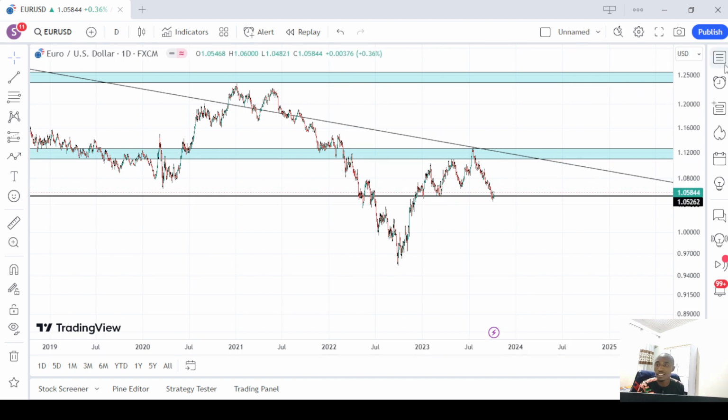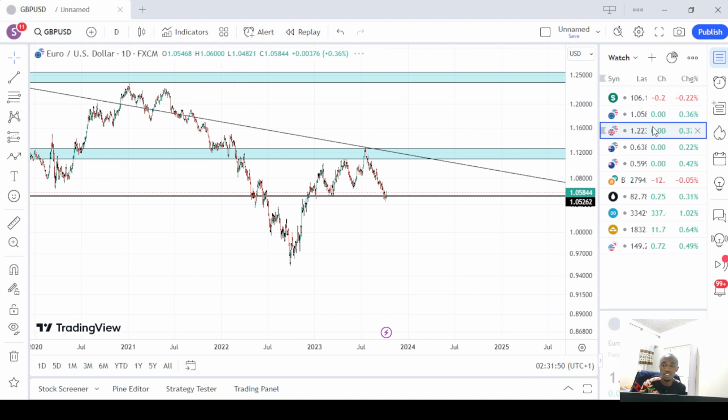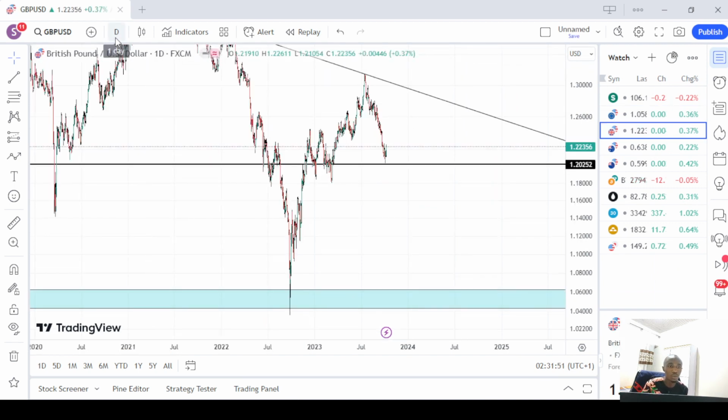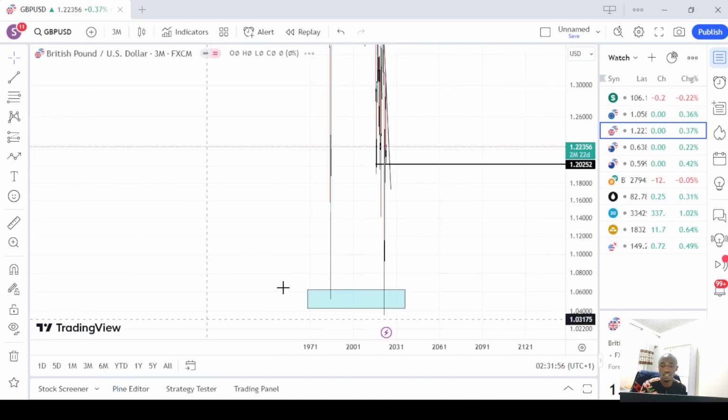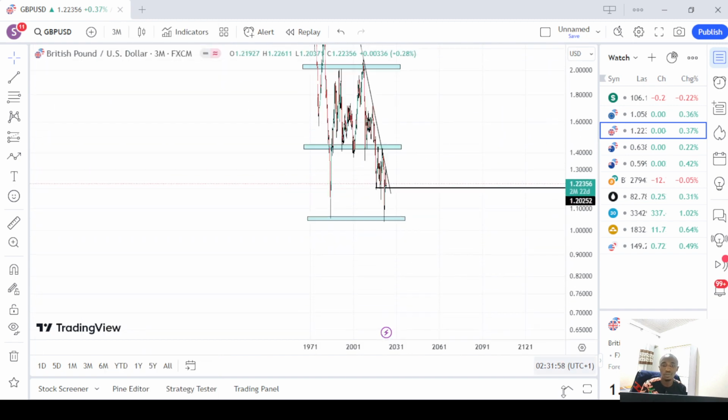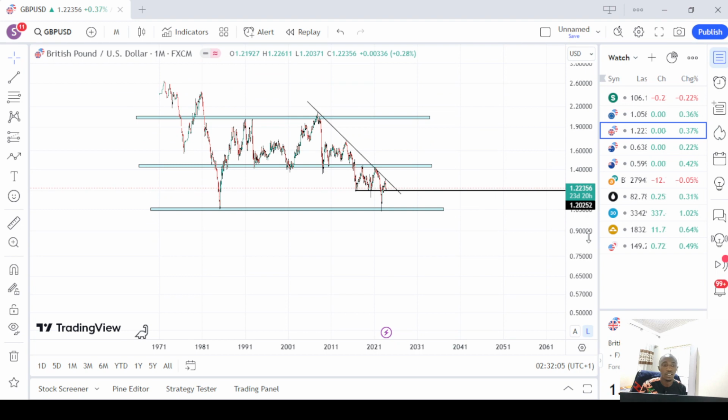I think let me go to Cable, GBP, and explain the same as the monthly time frame.